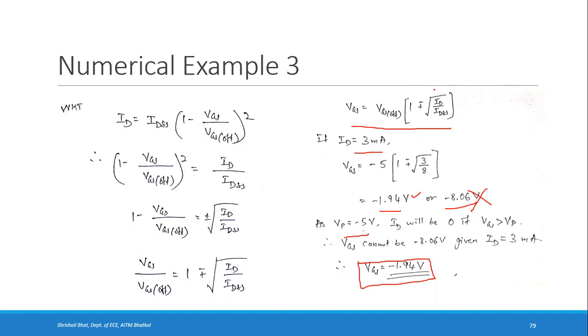In this equation, you substitute and get the answers. You'll get two answers because there is a square root, so the plus or minus will be there. You choose the value which is lesser than VP. Only then will the current be flowing.